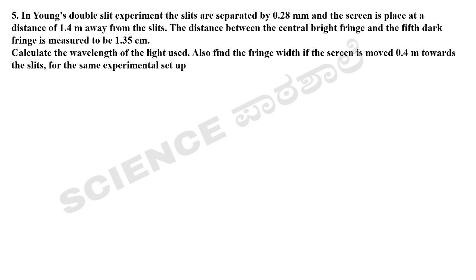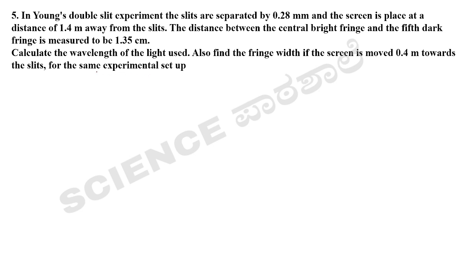In the Young's double slit experiment, the slits are separated by 0.28 mm and the screen is placed at a distance of 1.4 meter away from the slits. The distance between the central bright fringe and the fifth dark fringe is measured to be 1.35 centimeter. Calculate the wavelength of the light used and also find the fringe width if the screen is moved 0.4 meter towards the slit from the same experimental setup.